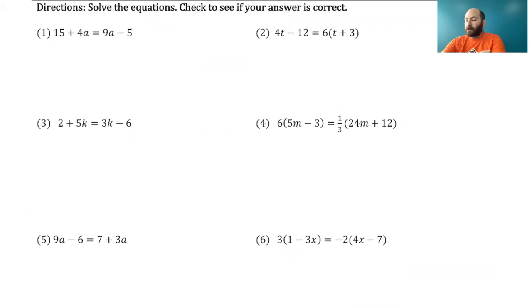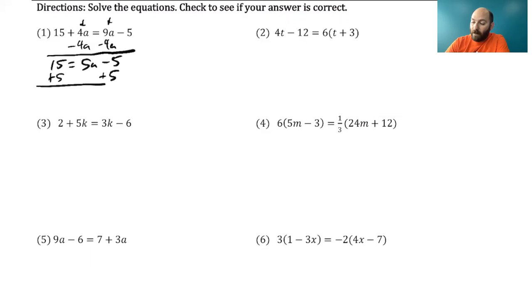When I do this, your preference might be different from mine. I personally like dealing with positive variable terms. So I notice that 4 is smaller than 9, and I'm going to subtract 4a from both sides as my first step. If I do that, I get 15 is equal to 5a minus 5. Now the goal was to get all the constant terms to the other side, so I'm going to put 5 over here. That gives me 20 is equal to 5a.